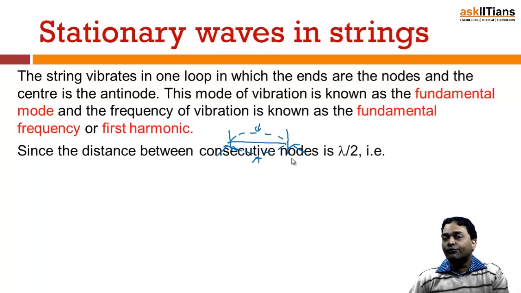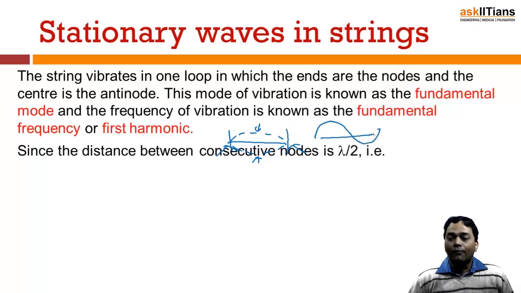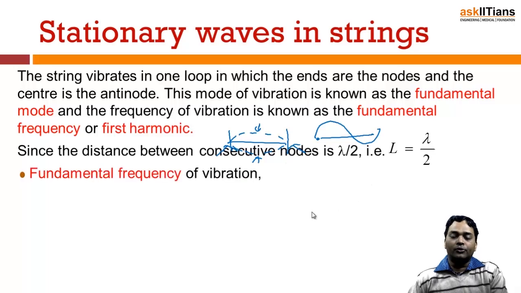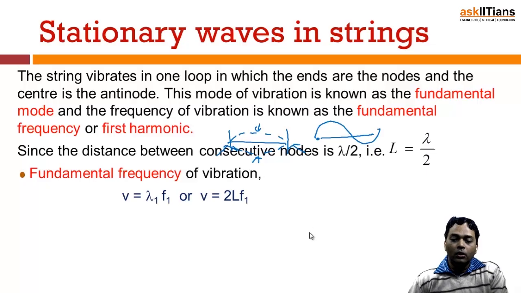The distance between consecutive nodes, as you see, is equal to lambda by 2, for the simple reason that the complete wave is not completed, so you can only see half of it. So the length of the string is L equals lambda by 2. This results in what is known as the fundamental frequency of vibration. According to the fundamental frequency, we have v equals lambda 1 into f1. From here lambda can be written as twice L, so if you substitute, you will get v equals twice L into f1.